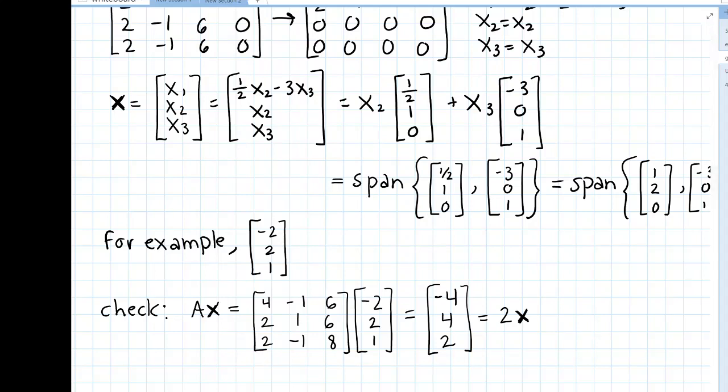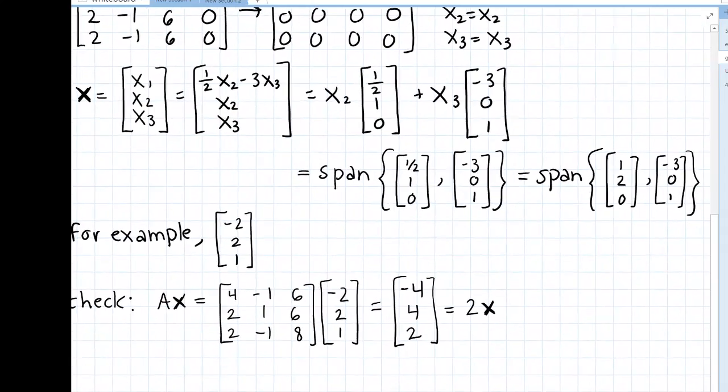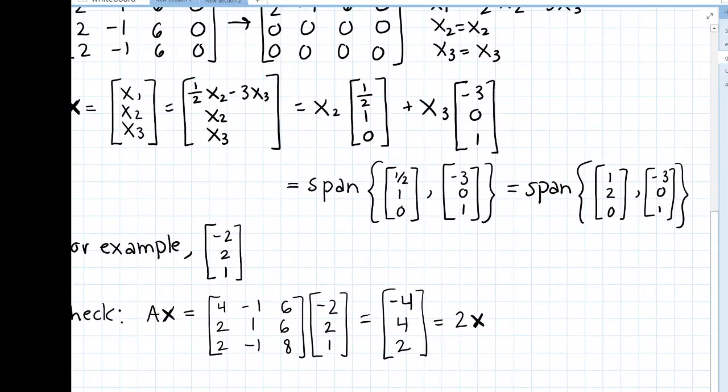And I would encourage you, especially if you are a little bit dubious about everything I'm saying about the span of this, try other vectors in the span. Try these two vectors. Try this one, try this one, try this one. Try any combination of them, and you'll see no matter what combination of these vectors you choose, when you multiply it with the matrix, you should then get the result being 2 times that vector, which I think is pretty cool, or kind of almost surprising, I'd say.